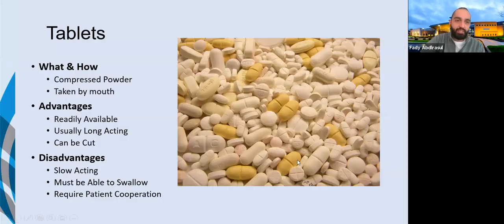So tablets, these are the most common dosage form that we see medications in. The compressed powders are taken by mouth. The good thing here is that they're readily available. So most medications do come in tablet form. Long acting, long being a subjective term, usually about a day, could be just a few hours, but decently long acting. And the good thing with most tablets is they can be cut.